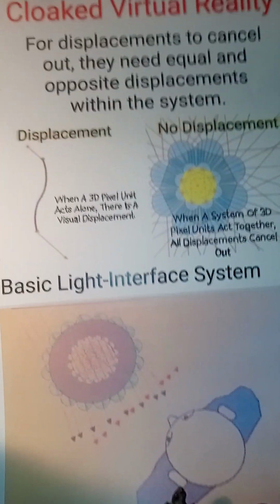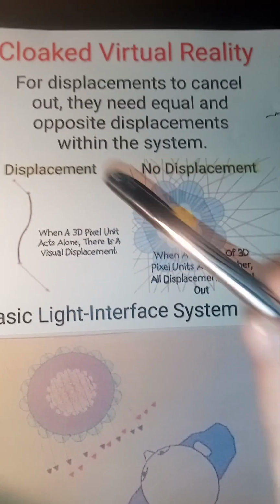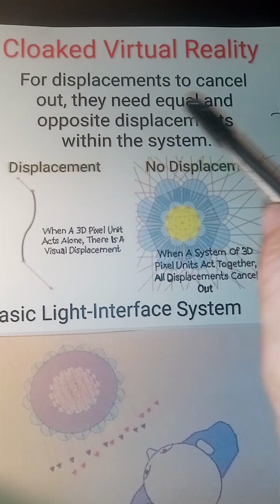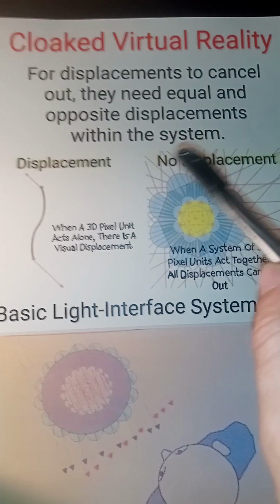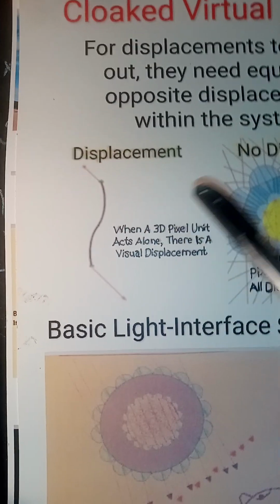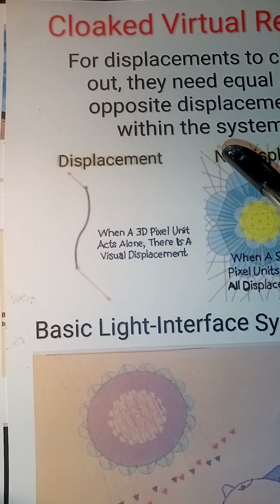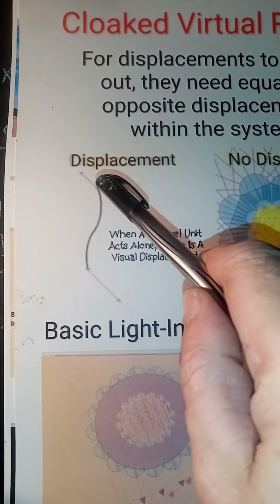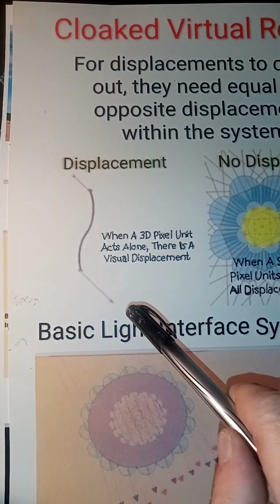And like I said, this is a cloaked virtual reality. For displacements to cancel out, they need equal and opposite displacements within the system. Here's a single one, if you can imagine these pixel elements expanded out, you can see there's a displacement between the light going in and the light coming out.